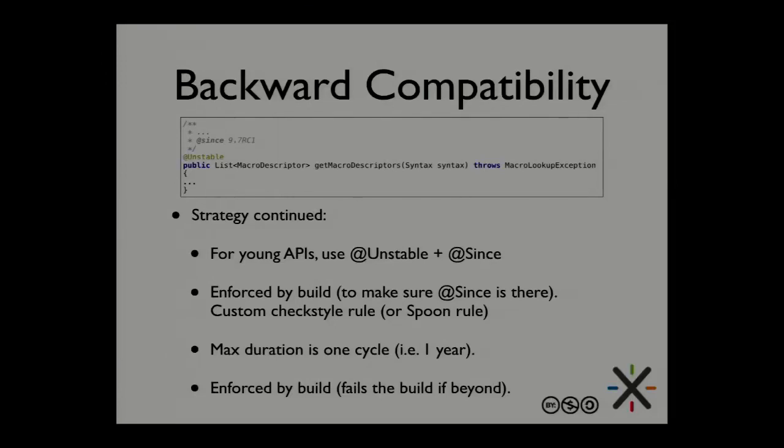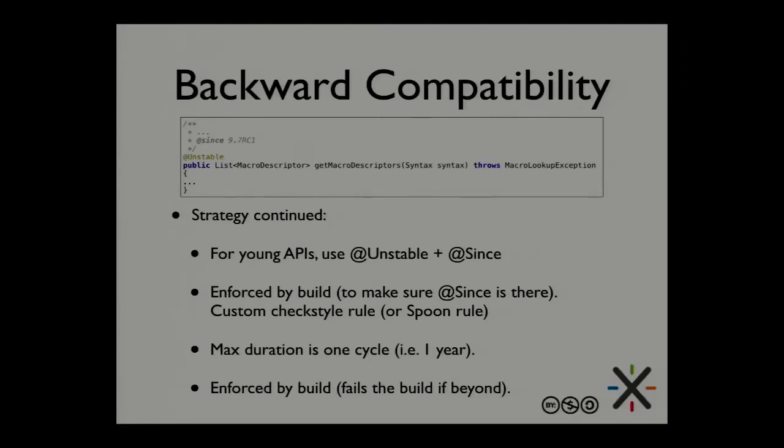So this is why we've introduced an annotation called unstable. When we introduce new APIs, the developers are allowed to put an unstable annotation. But we don't want this to live forever. That would be a problem. So when you put an unstable, you also have to put a since annotation with the version in which it was introduced.